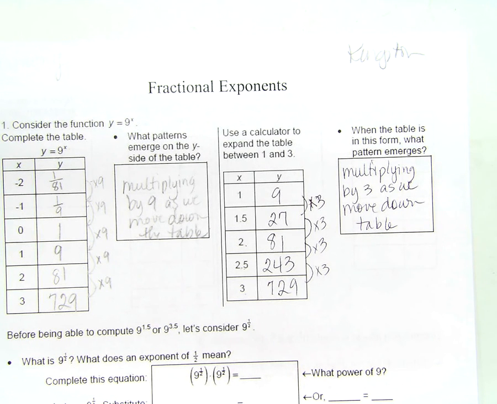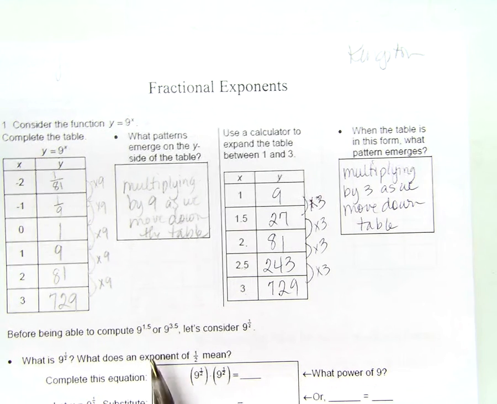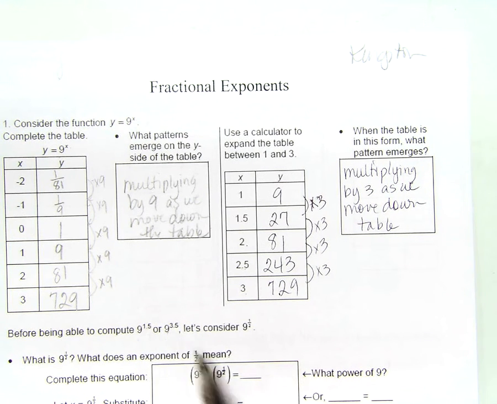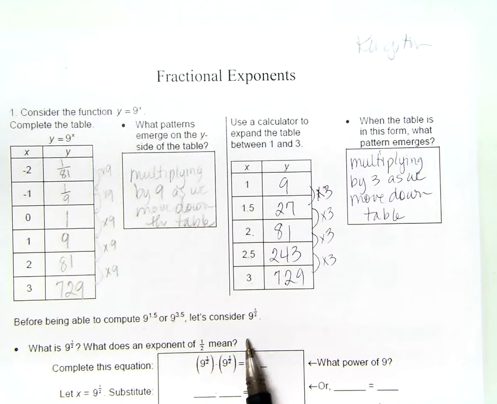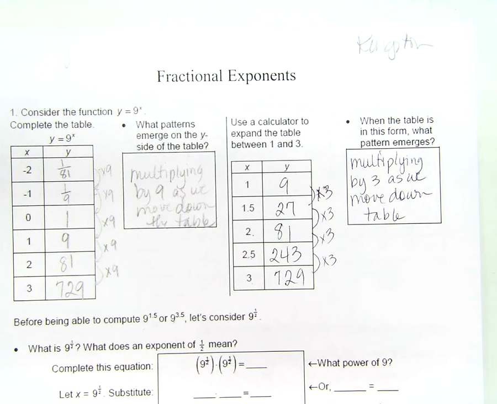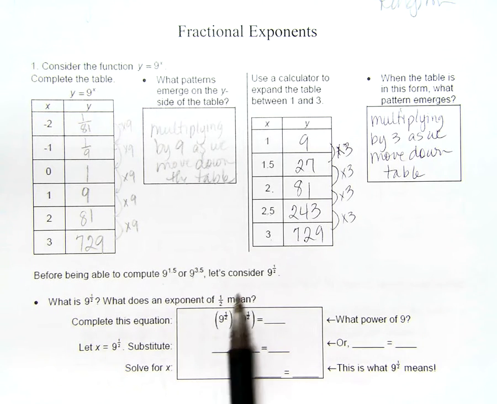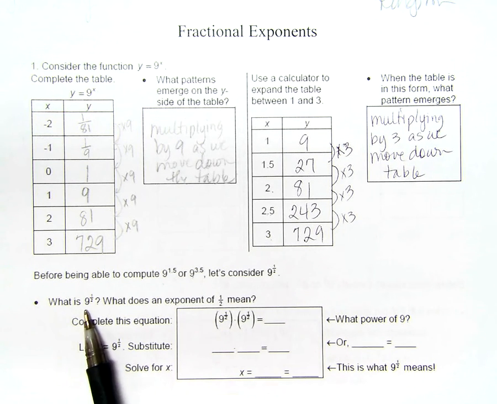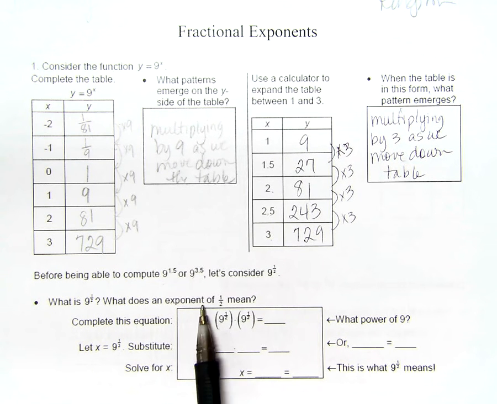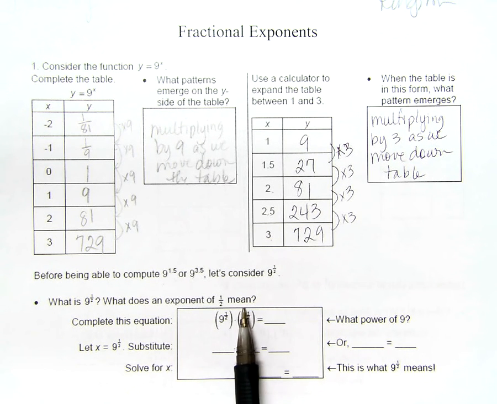Okay. So before being able to compute 9 to the 1.5, I don't know why I said 1/2, let's consider 9 to the 1/2 power. Just 9 to the 1/2. Okay? No, just 1/2. What is 9 to the 1/2? What does an exponent of 1/2 mean?